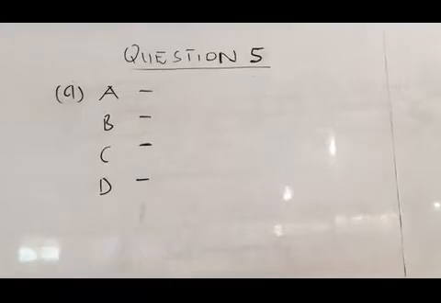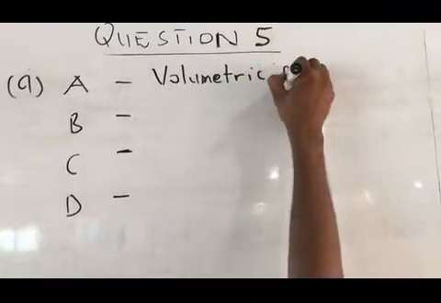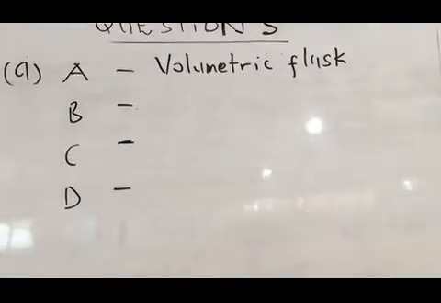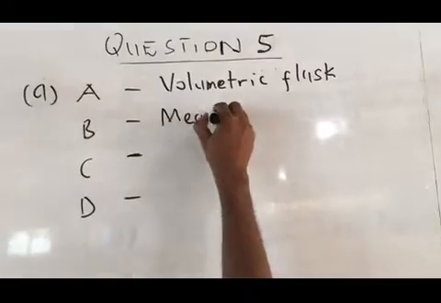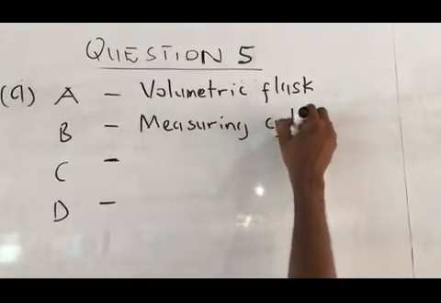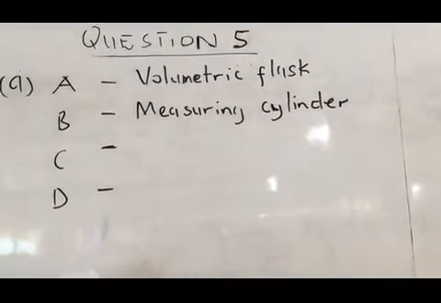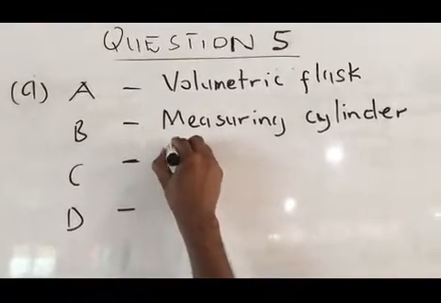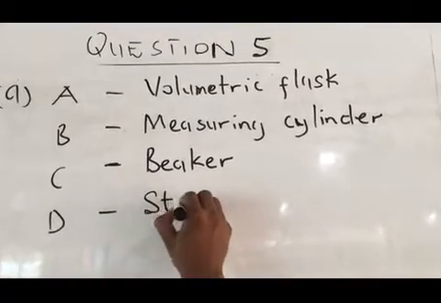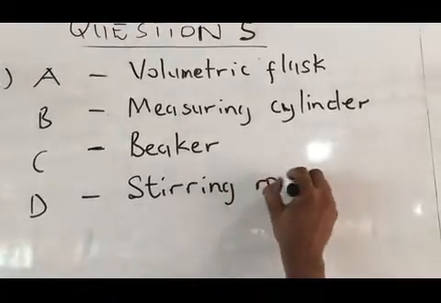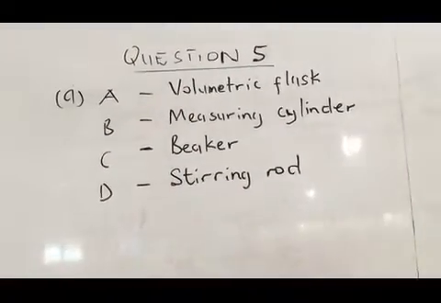Okay, so the glassware A, that is your volumetric flask. The B is your measuring cylinder. And then your C is the beaker. And then your D is the stirring rod. Okay, so those are the apparatus indicated in the diagram.